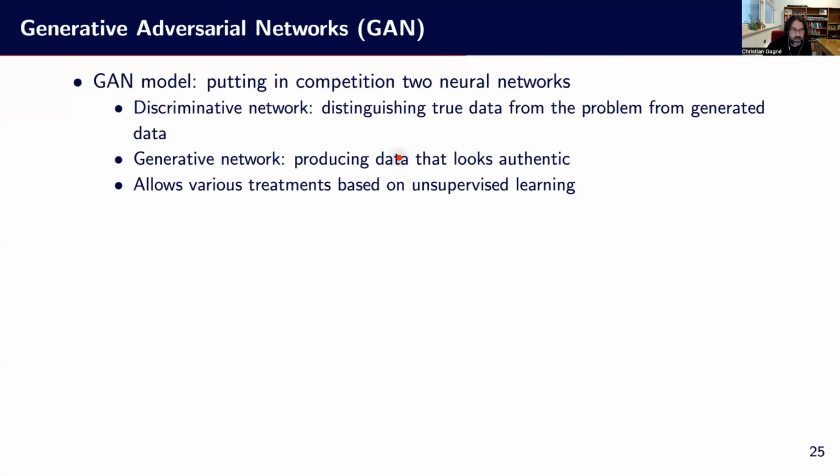And what is great with that is that we don't need real labels. We are training these networks only based on a data set, and we try to learn to produce other data that are similar to the original data from the data set.